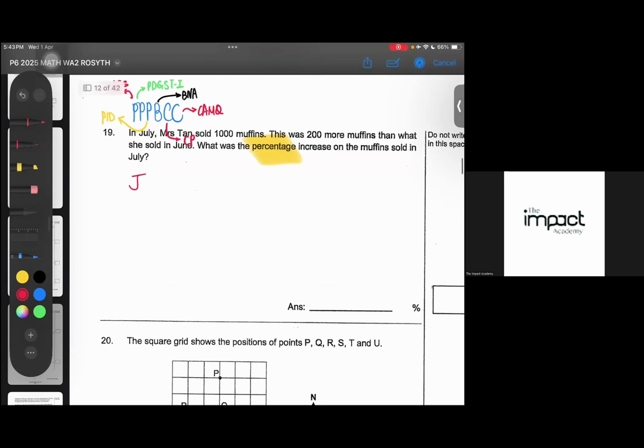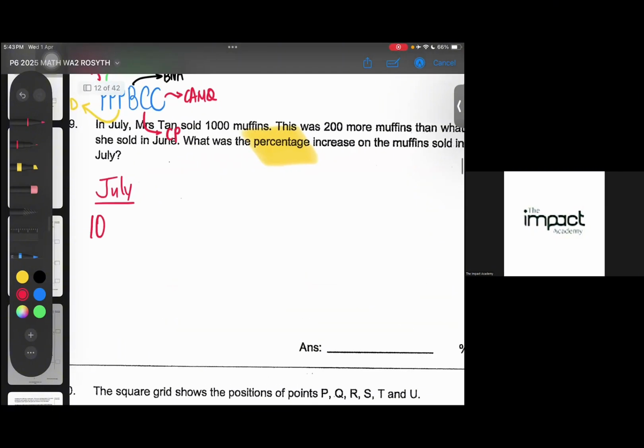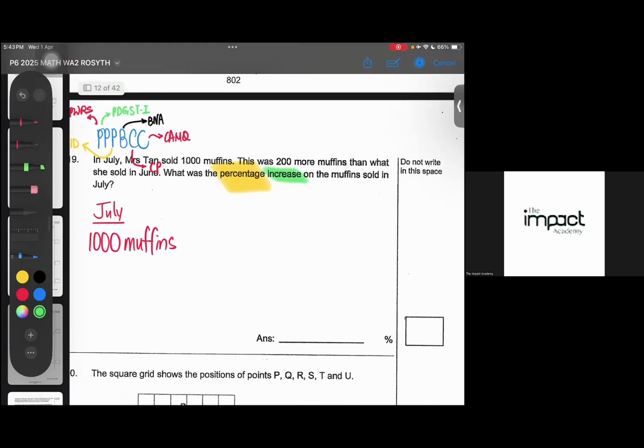Now, when I look at this question, the first question I have to ask myself is, what did the question say? In July. So we're going to write down July first. We still don't know what concept it is. We just know that the topic is percentage, right? This person sold how many? 1,000 muffins, right? But actually, this is pretty obviously a PID concept. You know why? Because of the word increase. So arrow to increase, you put PID. If this is something that you can understand, say yes. Very good. So this is called a PID.